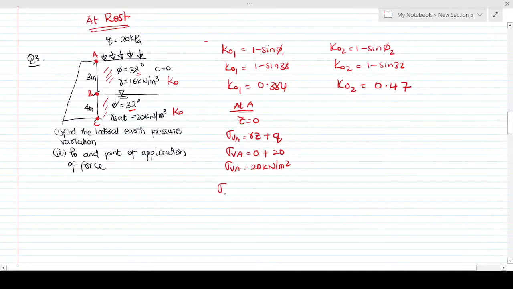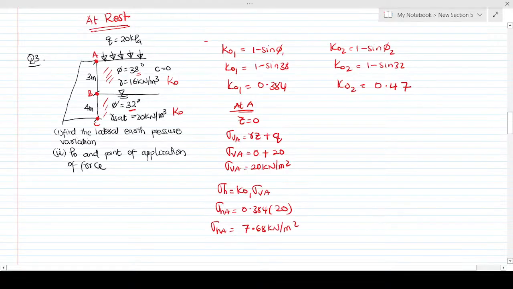In that case, our horizontal is going to be what? K naught 1, you get it. And so our lateral expression is going to be 0.384 times the vertical, which is 20, right? So at A, we are going to get 7.68 kilonewton per meter square.